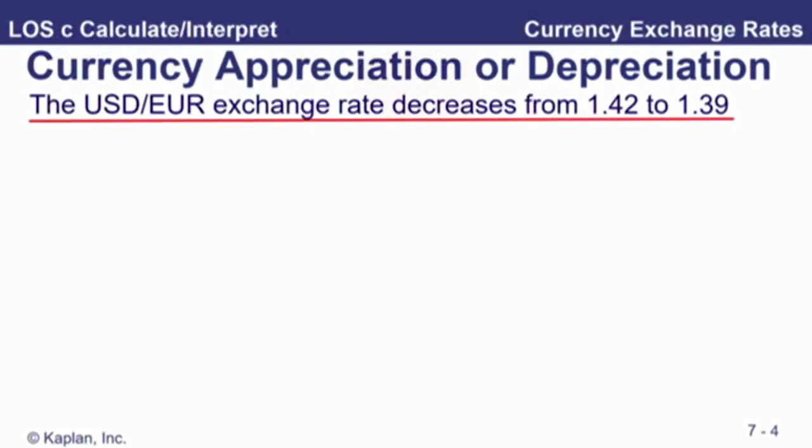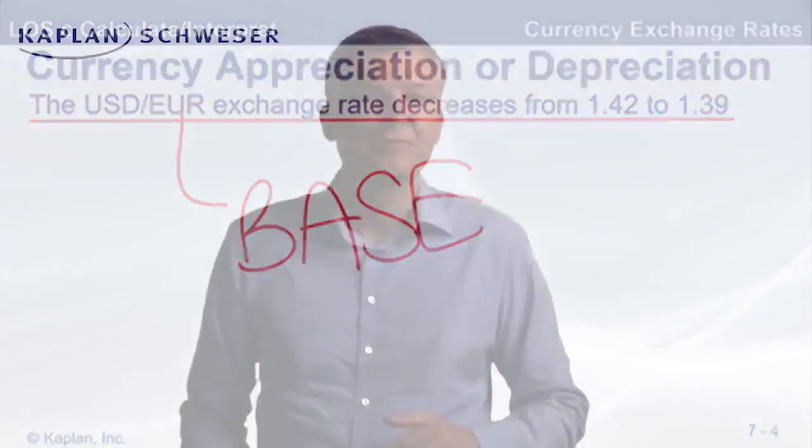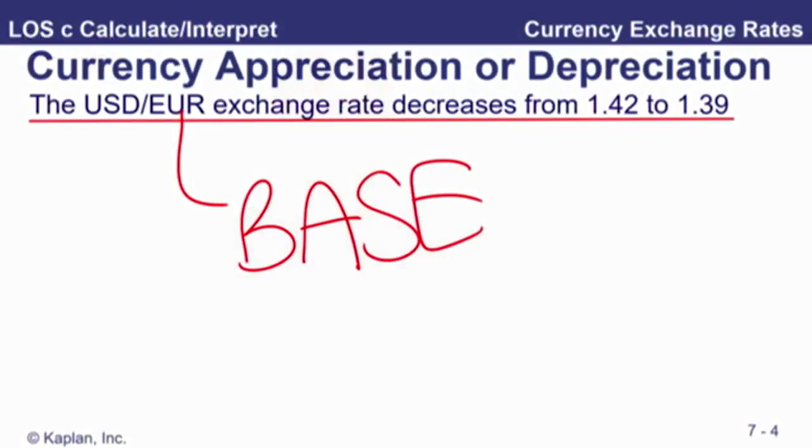So, first up, USD/Euro. The first thing you do is label it. You can't do this often enough. Get comfortable with the way the quotes will be presented. USD/Euro means that's how many US dollars I will get per single euro. Euro is the base. Decreases from 1.42 to 1.39. That means 1 euro, the base, used to get $1.42.